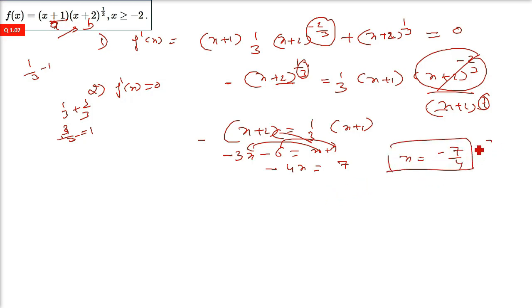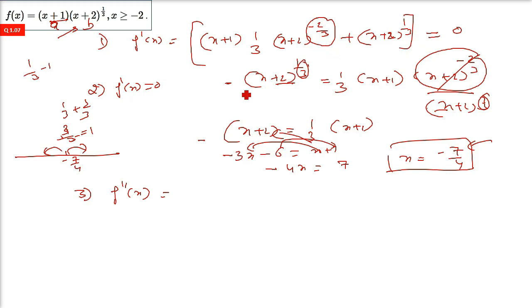Now imagine finding the local minima and maxima at negative 7 by 4 without using the double derivative. In the previous exercise, we have seen that we have to take certain values on the left and right of negative 7 by 4 and then find whether the sign is positive or negative. So it will become quite cumbersome with these kinds of values. So the best way is to take the double differentiation.